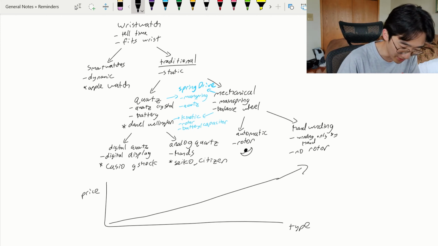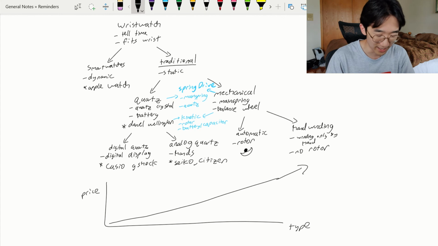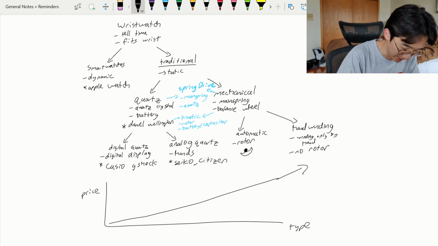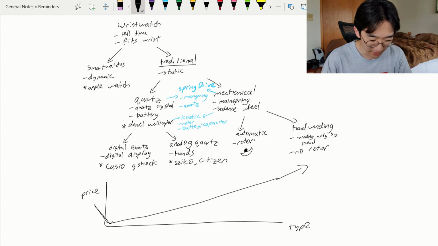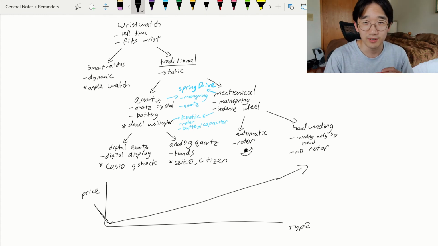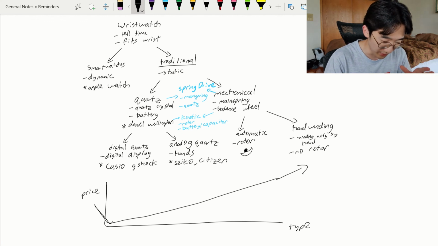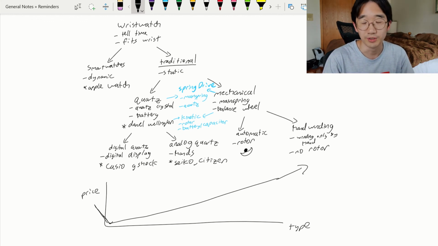Of course, smartwatches, they're not, you know, $10, $20 like some digital watches. So I guess the price would be kind of like that, like a check mark. So yeah, if you're looking for a watch, you'll probably notice this trend. So if you're looking for a really cheap watch, look for those digital quartz watches. And if you're looking for something more expensive or more fancy, probably your hand winding mechanical will be the case.